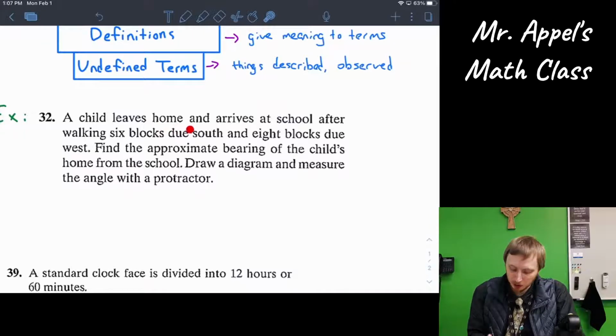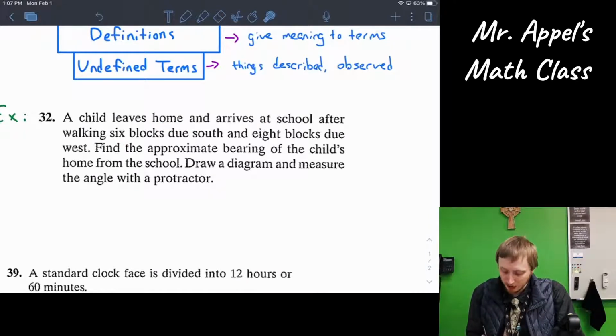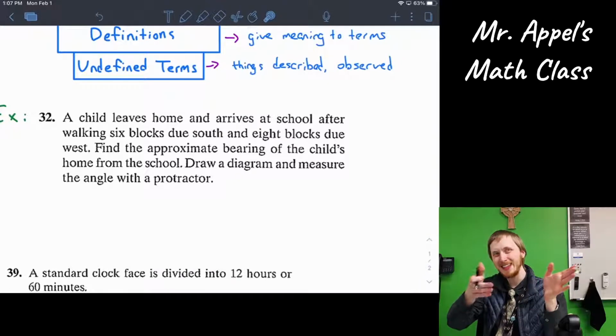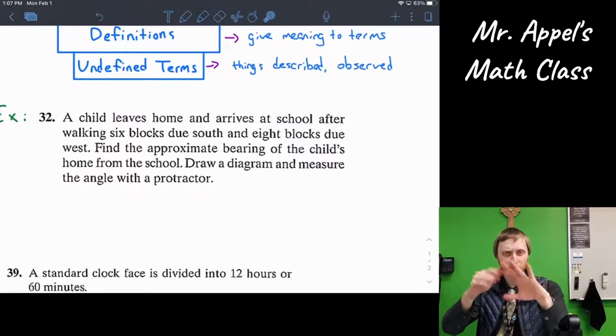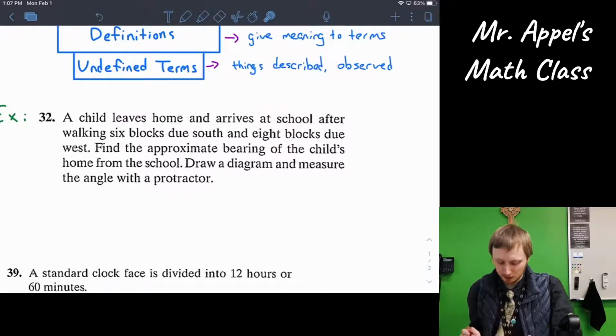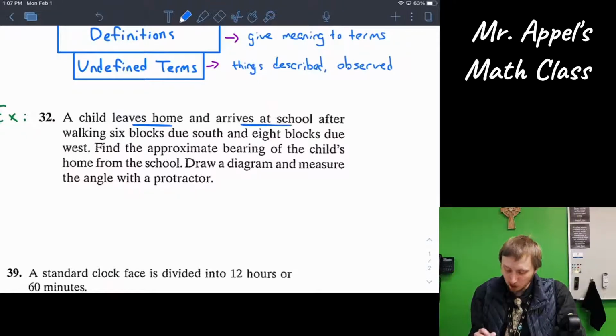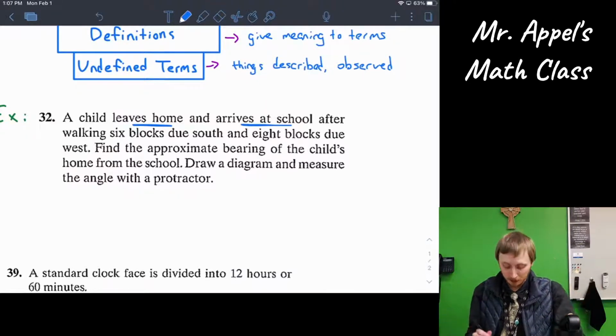A child leaves home and arrives at school after walking 6 blocks due south and 8 blocks due west. Already, we've got a lot going on. I'm going to gloss over the part where you have to be able to read and understand English. I think we can assume that is already happening here. But leaves home, we have a starting point. Arrives at school, we have an ending point.